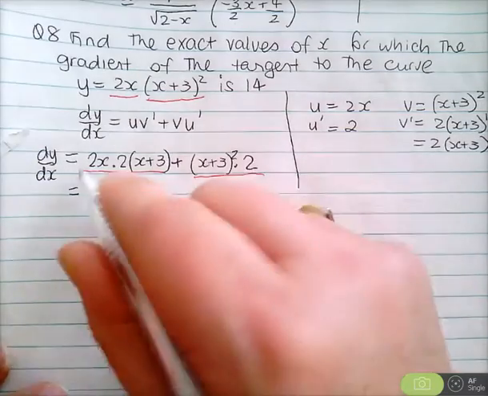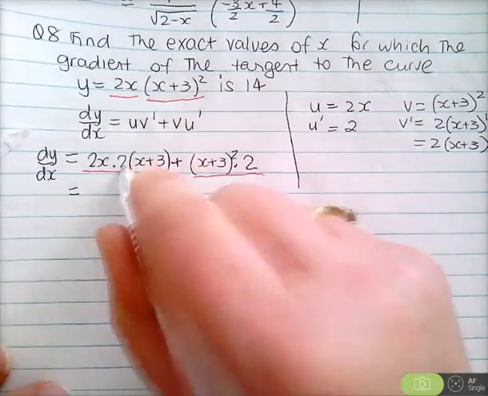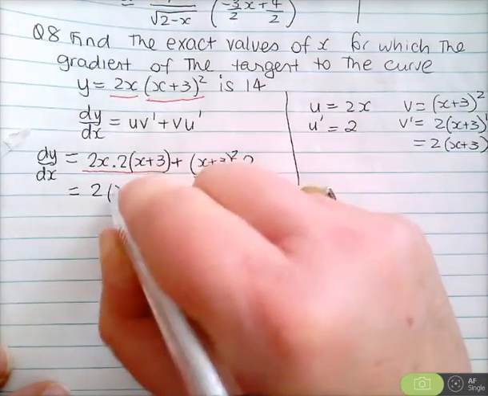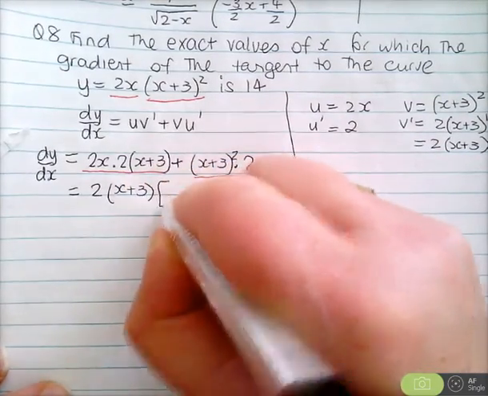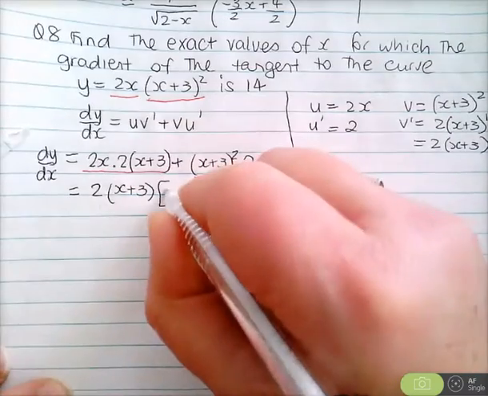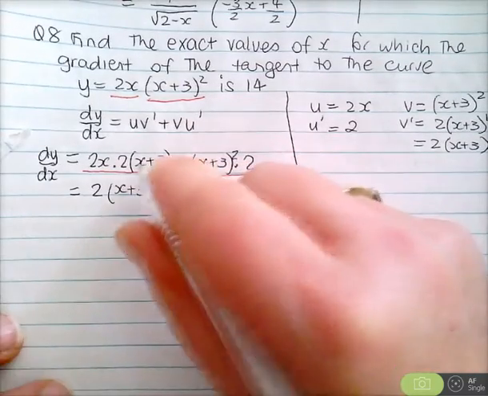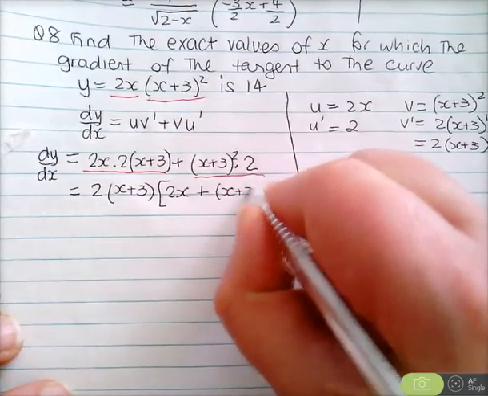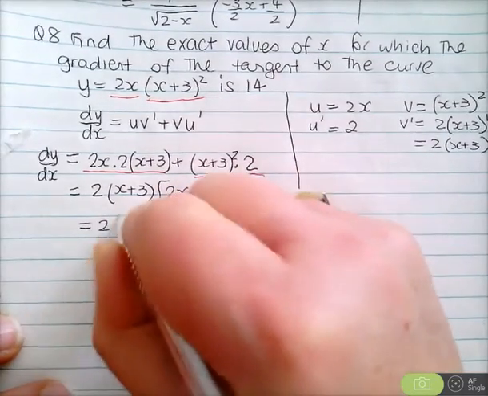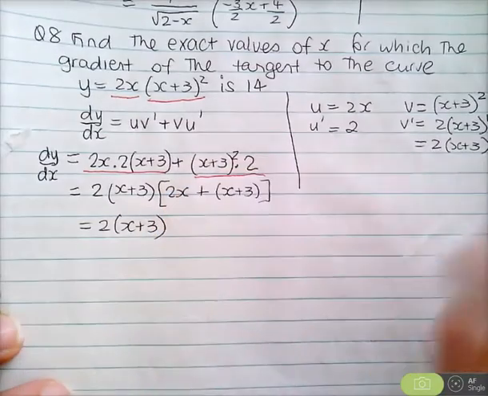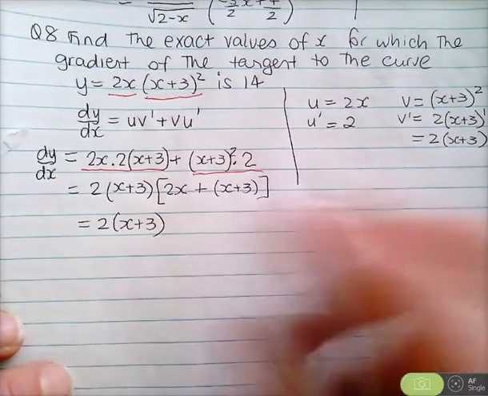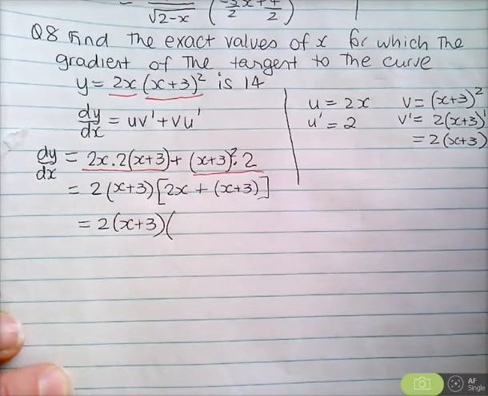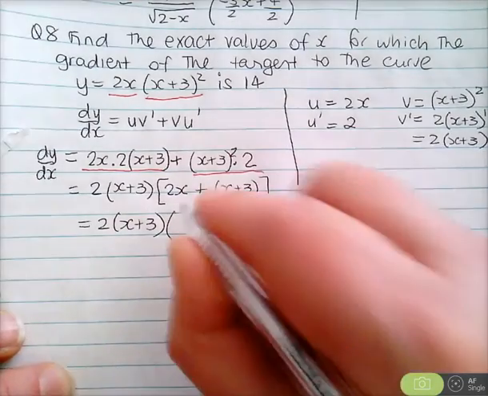So what's in common? Look at the numbers first. Yeah, well, 2 is definitely a common factor, but not the x. Then an x plus 3 is common. So what's left over? We've got another 2x left over. The x plus 3 is done. Plus, we've got another lot of x plus 3. Now we need to expand that bracket. 2x plus x plus 3 is what? Expand this. 2x plus x plus 3.